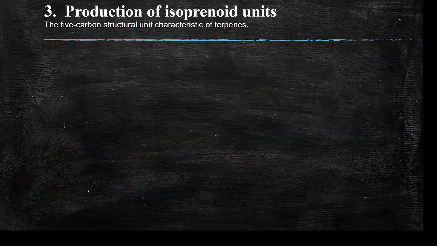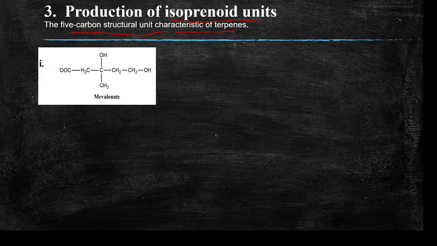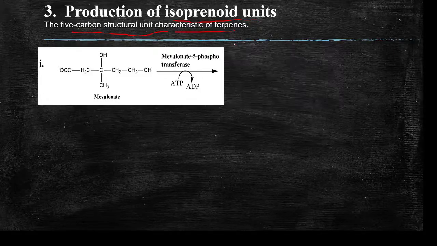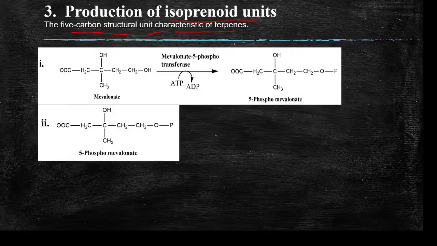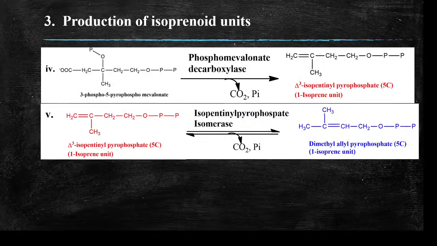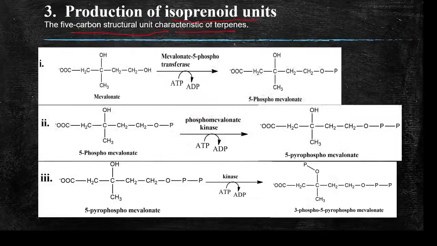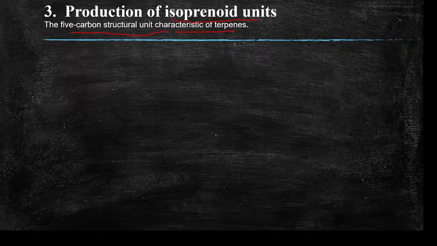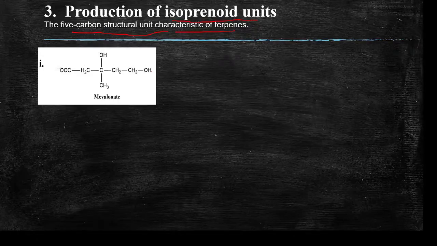So the third stage is production of isoprenoid units. An isoprenoid unit is a 5 carbon structural unit, characteristic of terpenes. There are two important isoprenoid units, that is dimethyl allyl pyrophosphate and isopentenyl pyrophosphate. Biologically, these are two very important isoprenoid units. So here, how are these two synthesized?